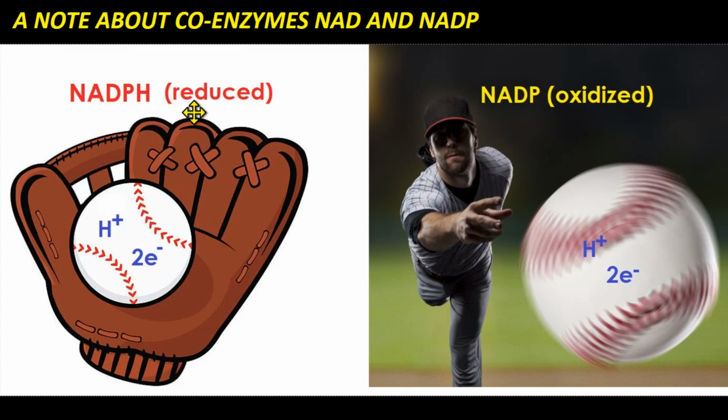NADPH is a reduced form because it has the hydrogen ion and the electrons here. So imagine it has this little ball of energy. When it oxidizes and turns back into NADP, it releases that hydrogen ion and the electrons. So once again, think of the reduced form as having built up energy potentially waiting to be released.